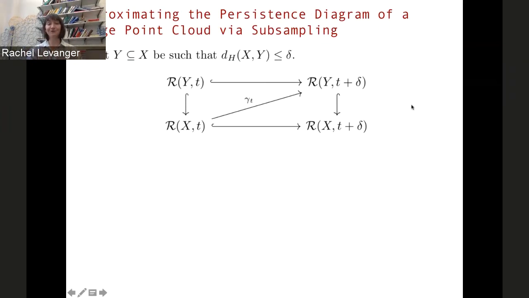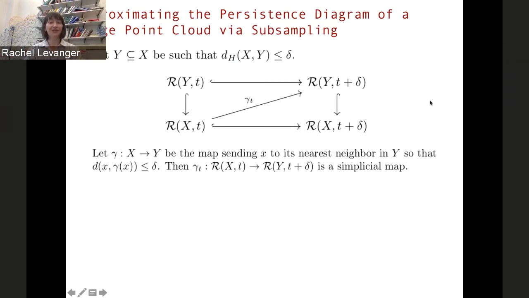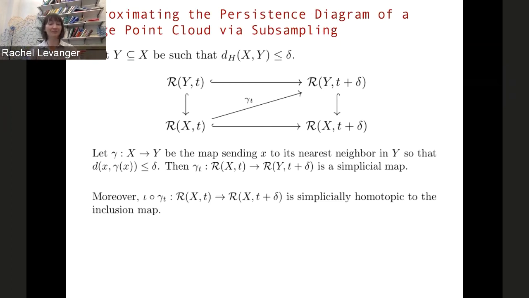This is not an inclusion map though, because the Rips complex for Y is going to be much sparser in general. But we can use the nearest neighbor map. For any point in X, I'm just going to map it to its closest point in Y. And it turns out that this is a simplicial map, and it's simplicially homotopic to the inclusion map.